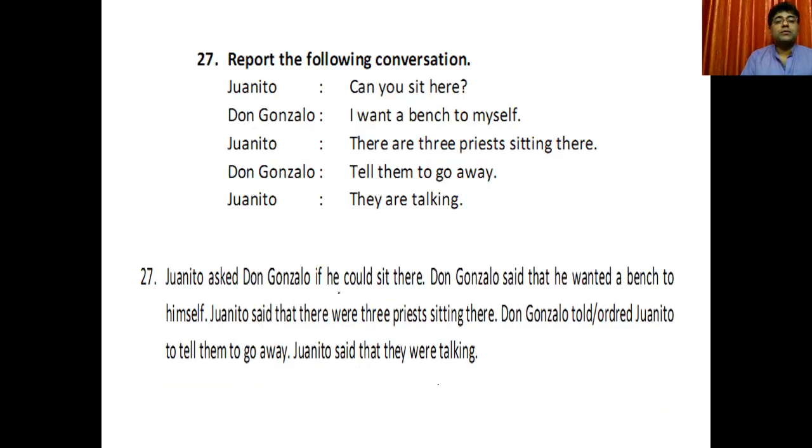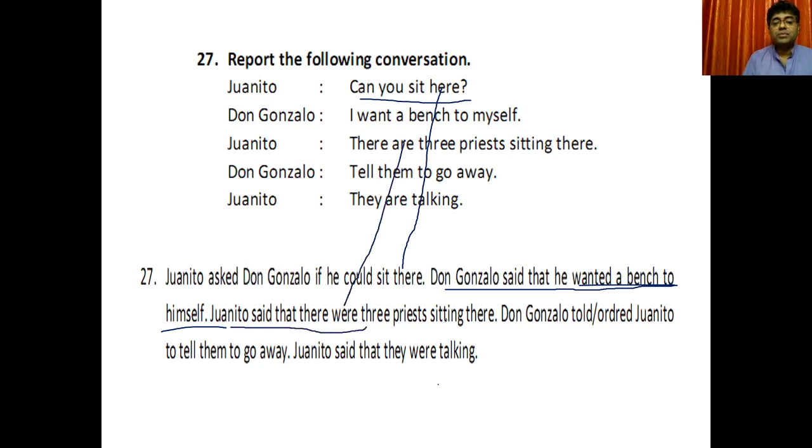Let's take one more example. Report the following conversation between Johnito and Don Gonzalo. Johnito, can you sit here? This is a WH question. So Johnito asked Gonzalo if he could sit there. You see, here has been changed into there. I want a bench to myself. This is a statement. So Gonzalo said that he wanted a bench to himself. Don't say myself, himself. Myself changed into himself. There are three priests sitting there. Then Johnito said, it's a statement, there were three priests sitting there.